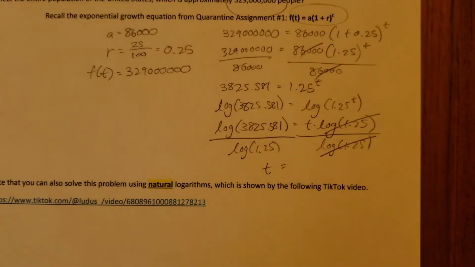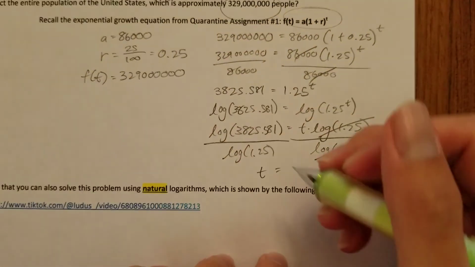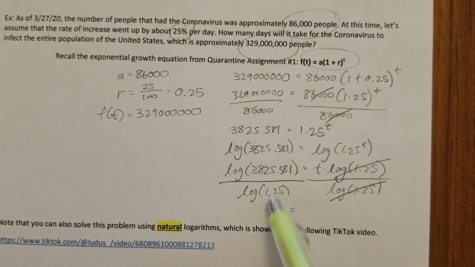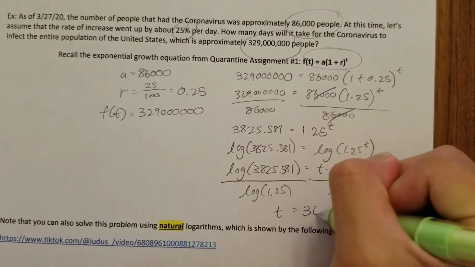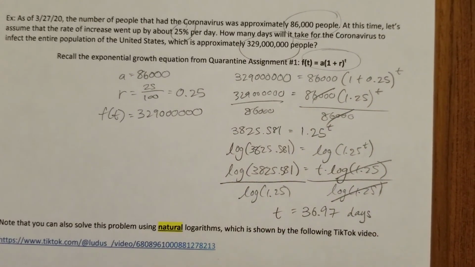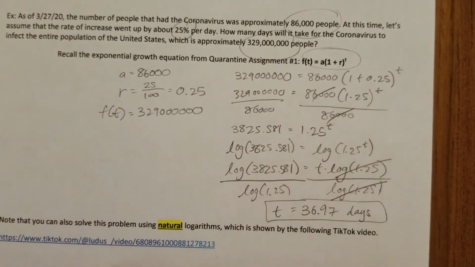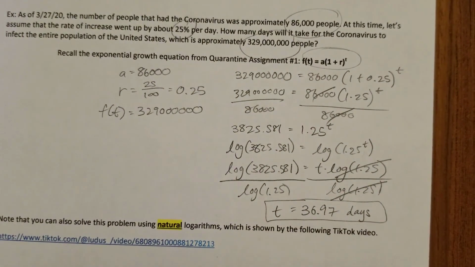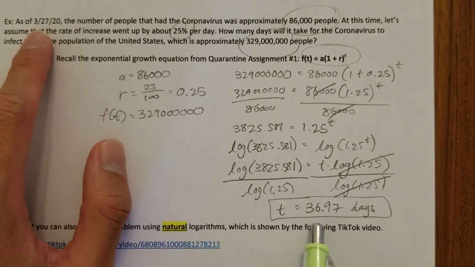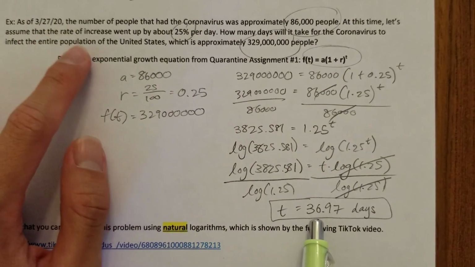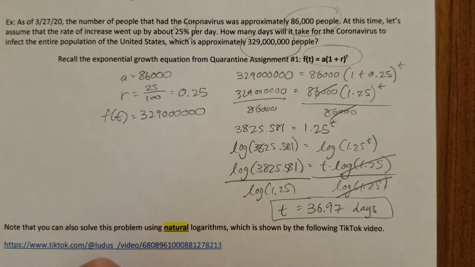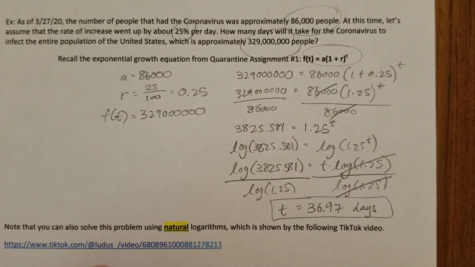So just calculating that. This means our units are in days because it's 25% per day. So our time is going to be in units of days: 36.97 days. What that means is that it's about 37 days. So if we didn't social distance at all, then 37 days after March 27th, our entire population would be infected with coronavirus by May 3rd. That would be pretty crazy.